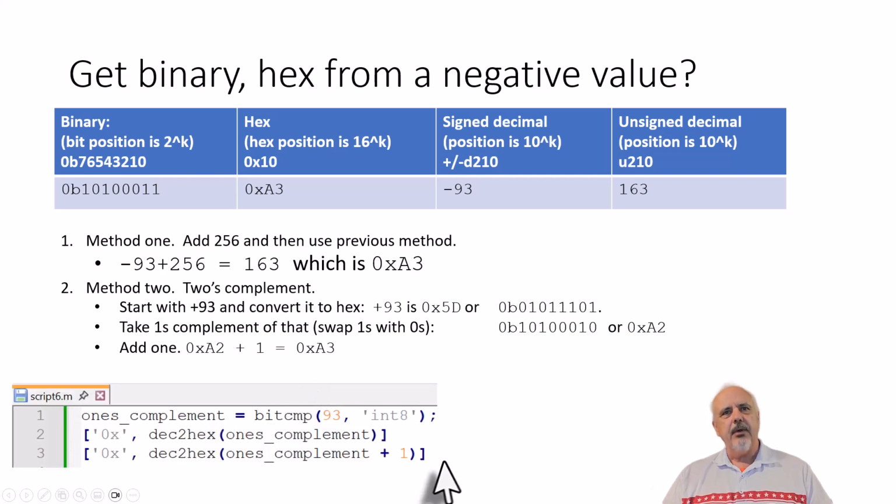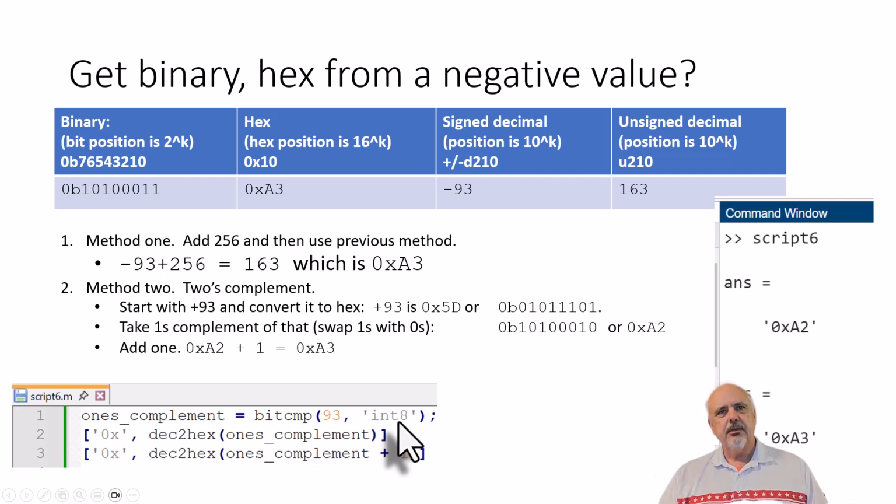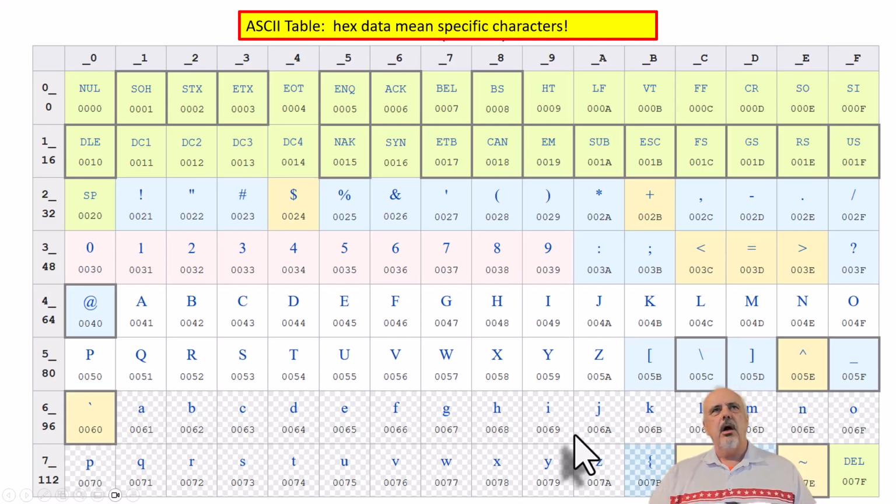All right, so I ran this just like this in script 6, doing the bit complement of 93. For the bit complement, you have to tell it what size integer it is. The first line gave me the A2, and the second line, after I added 1, gave me A3. Very cool. Okay, so that is signed versus unsigned.